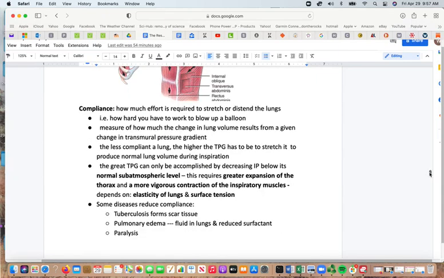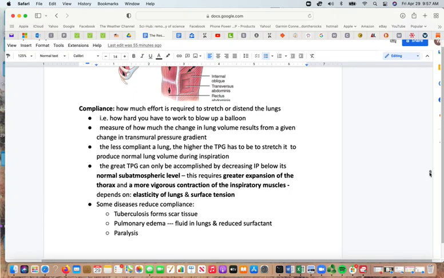So the compliance is how much effort is required to stretch or distend the lungs. It's how hard you have to work to blow up the balloon. It will measure how much change in the lung volume results from a given change in the transmural pressure gradient. So the less compliant the lung, the higher the transmural pressure gradient has to be to stretch it to produce a normal lung volume during inspiration.